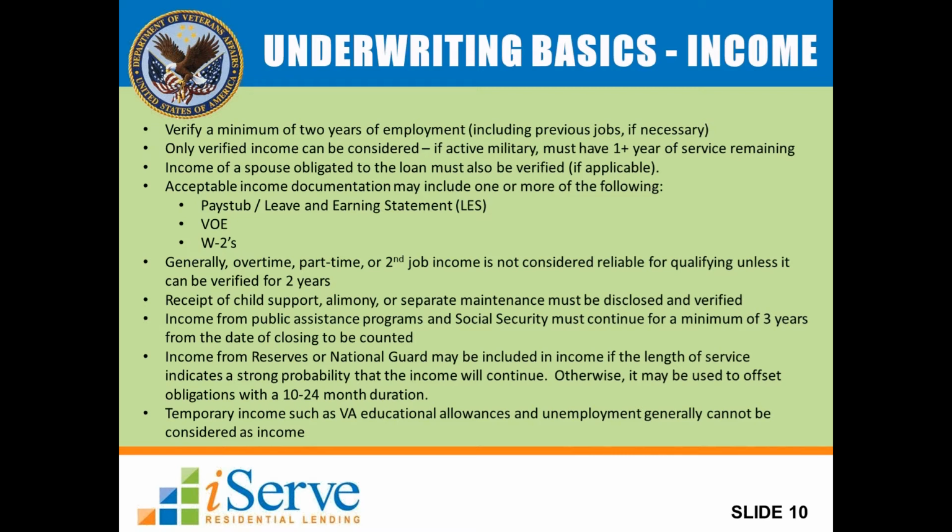And then if there is any sort of temporary income, VA educational allowances, unemployment, anything like that, we cannot use that. Even though an education benefit may show up as pay, for example, it's really not. I mean, it's to be used for education purposes. And there's certain restrictions for continuing to receive that income.